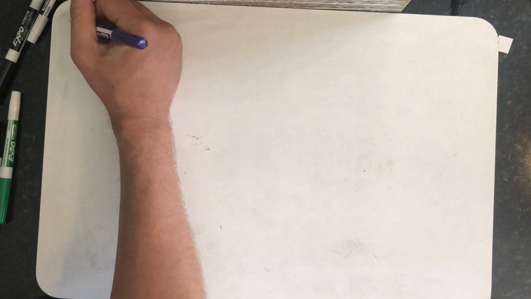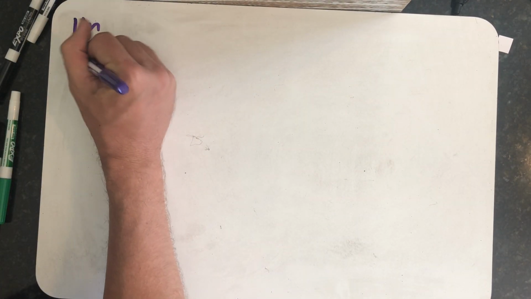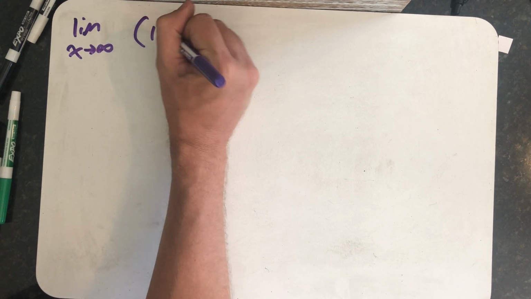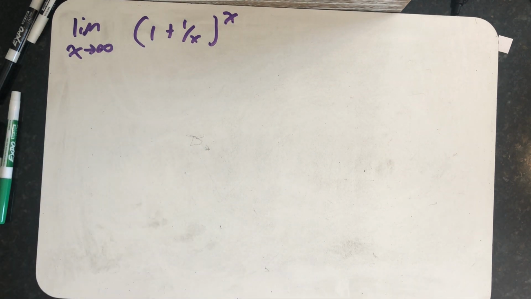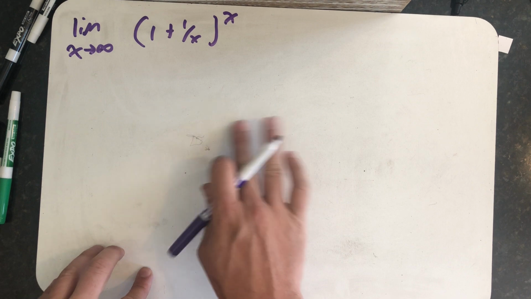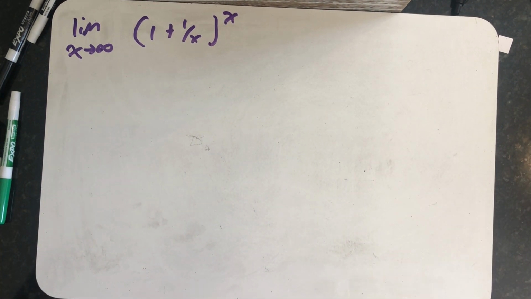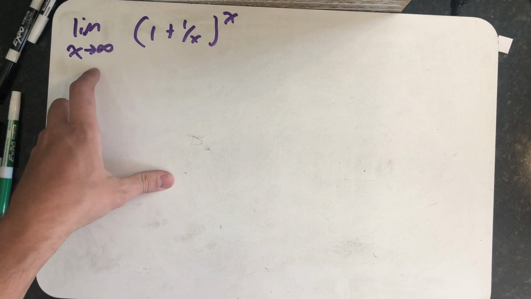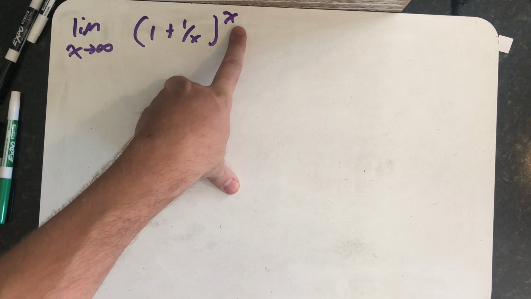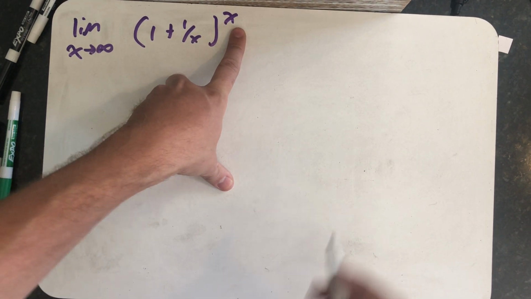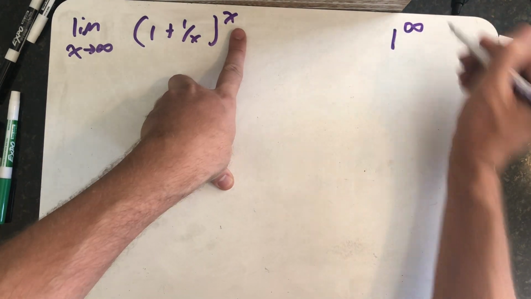Okay, now an example. The limit as x approaches infinity of 1 plus 1 over x raised to the x power. Now, this is a limit we've actually evaluated before. I won't remind you of what the answer was, but maybe pause the video and give yourself a chance to see if you can remember what our answer was. Okay, as x approaches infinity, the inside is going to 1 because this part's going to 0, and the top is infinity. So this is the indeterminate form, 1 to the infinity.